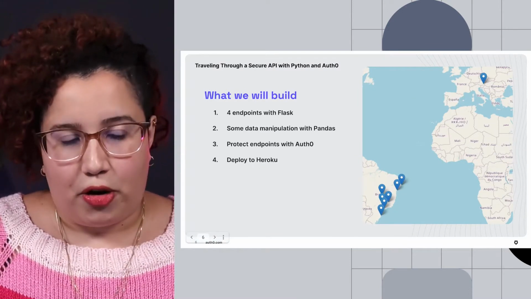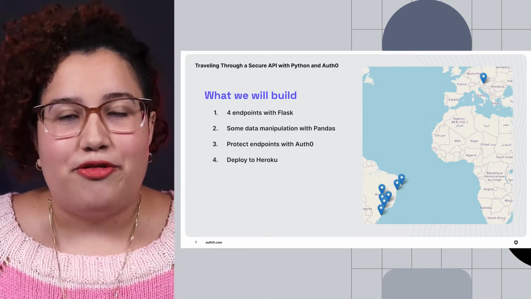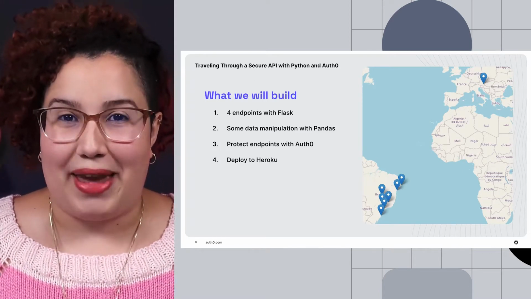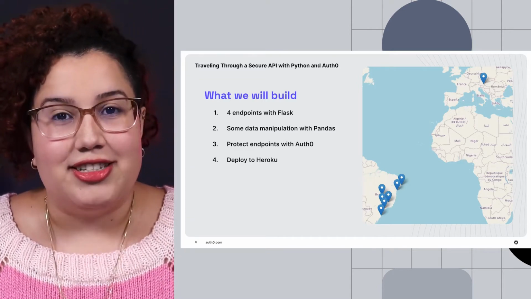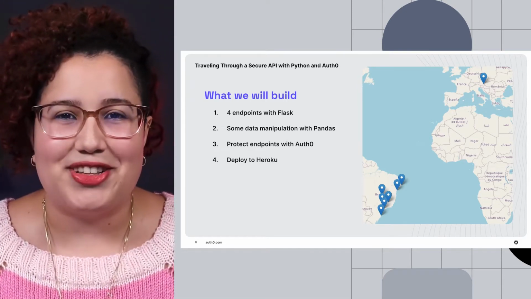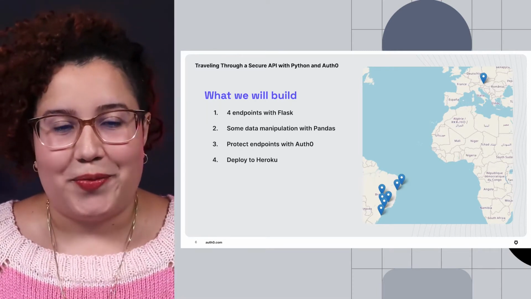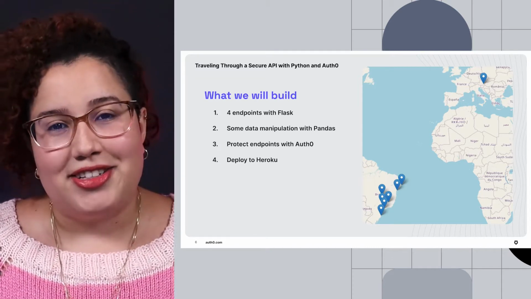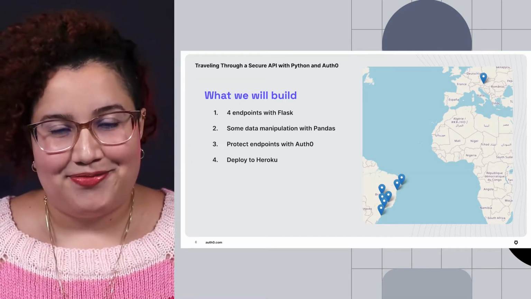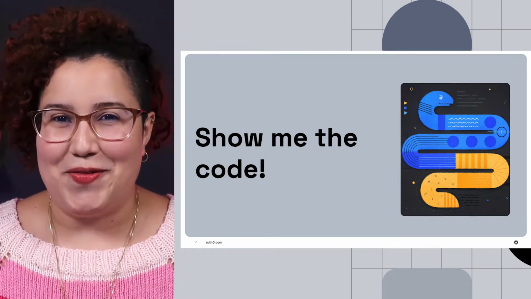So, if you are talking about code, what we are going to build is an API with 4 endpoints using Flask, a web framework in Python. We are also going to do a little bit of data manipulation with pandas, the Python library for dealing with data and tabular content. We are also going to protect endpoints with Auth0 to make sure that only you can do data manipulation, can change your data. And after that, we are going to deploy it to the cloud using Heroku to make sure that you can share that with friends, family, and everybody else. Now, let's see the code. And yes, we are going to see a bunch of Python code right now.